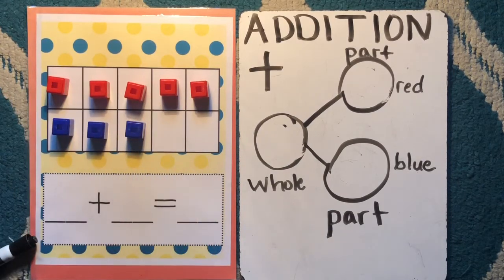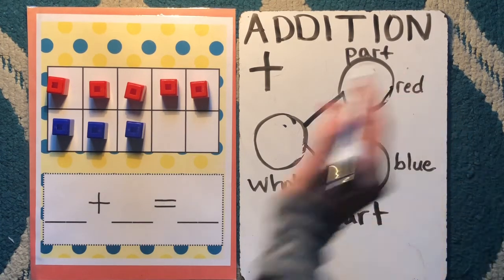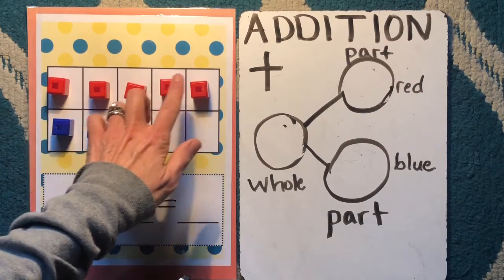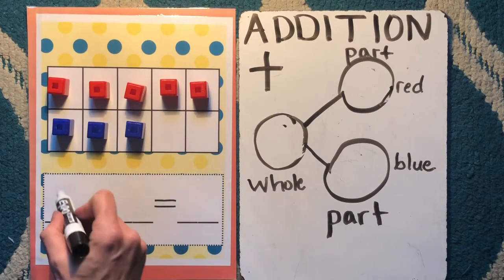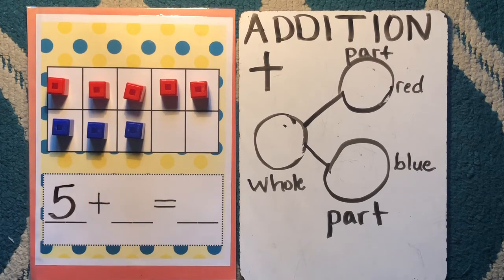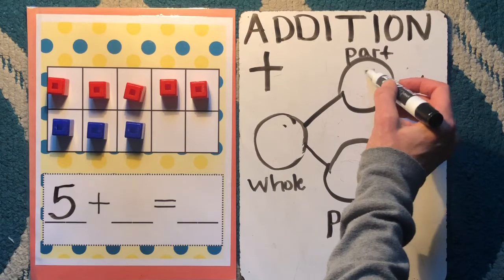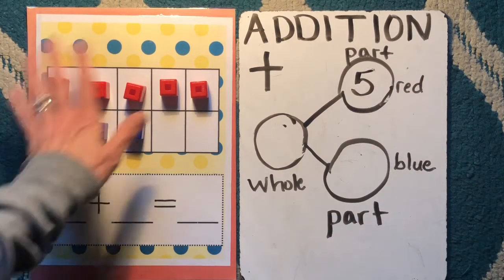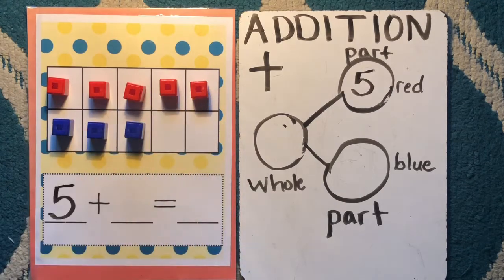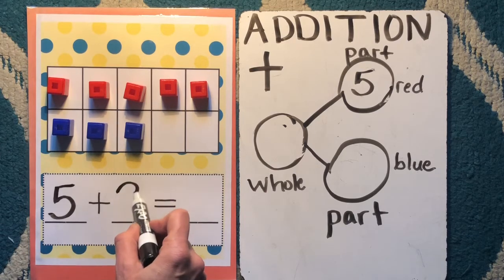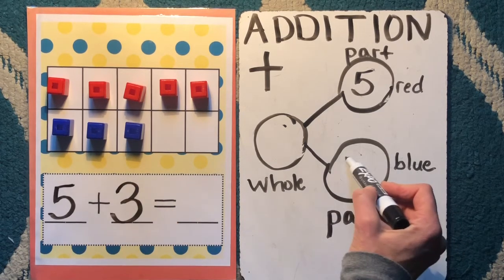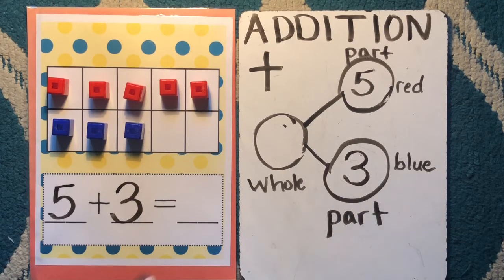All right, let's practice with what we have here. Let's count how many red cubes we have. 1, 2, 3, 4, 5. We have 5 red cubes, so I'm going to write that here in my addition sentence. I'm also going to write it into my number bond in one of the parts. It's not how many we have all together, it's just one part. We have 5 red. Let's count how many blue we have, how many we have in our other part. 1, 2, 3. So we're adding 5 red plus 3 blue, and we'll put that over here in our number bond in the other part.